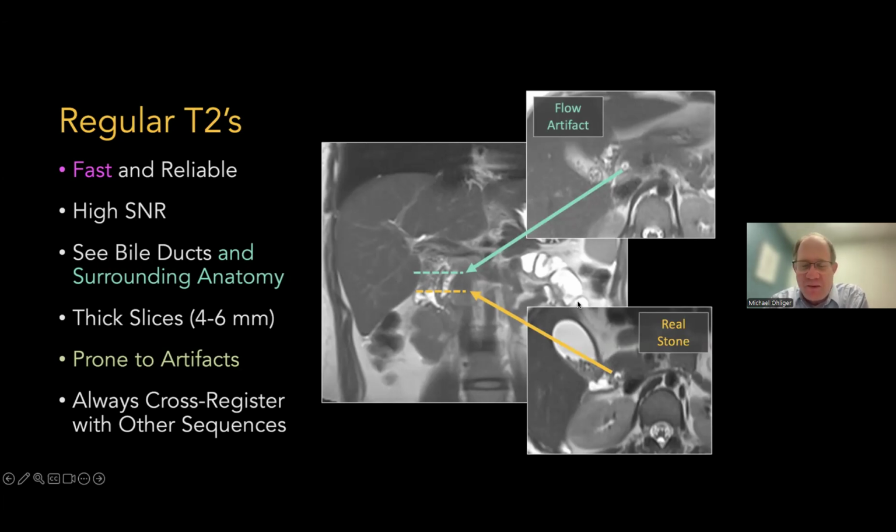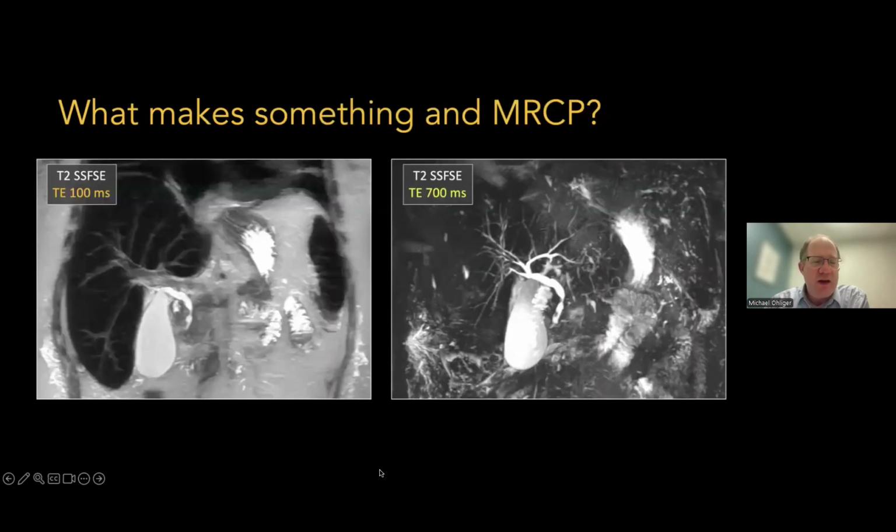But the great part of this is that it's included in every MRI scan of the abdomen you get. And so we can see this. But really, a lot of times, especially looking for stones, as opposed to looking for other obstructions, it requires confirmation on another sequence. Now, I'm going to transition to what is classically referred to as an MRCP.